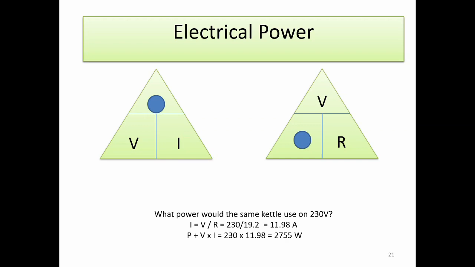So if we now put that same kettle onto a 230 volt supply, which is what we tend to get these days, we know that I equals V over R, which equals 230 over 19.2, which gives us 11.98 amps. So now we can work out the power. Power is V times I equals 230 times 11.98 equals 2,755 watts, 2.7 kilowatts.